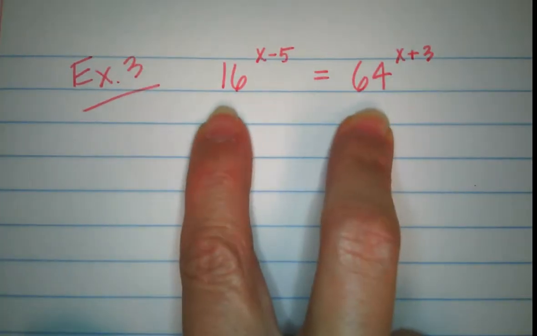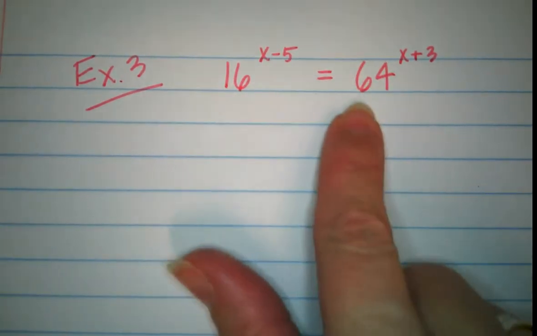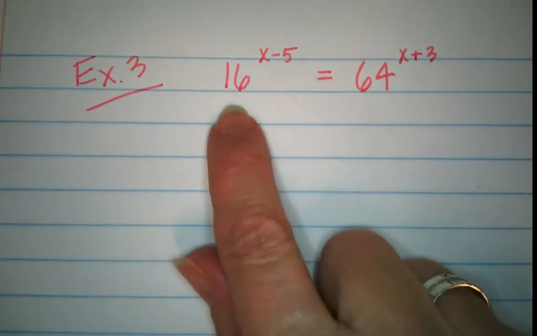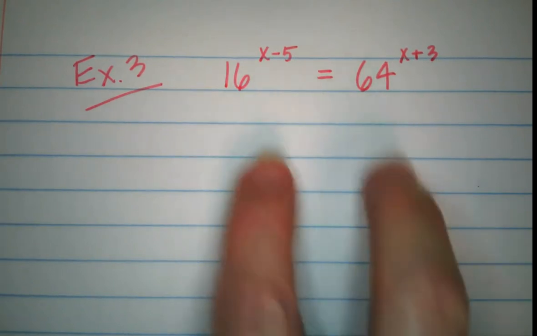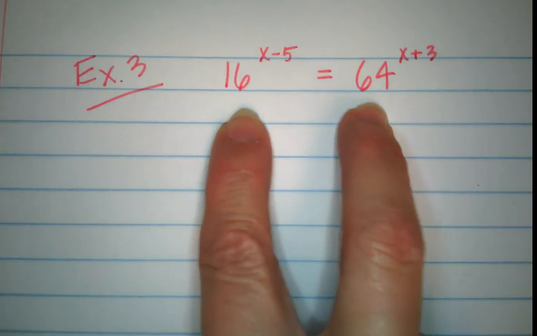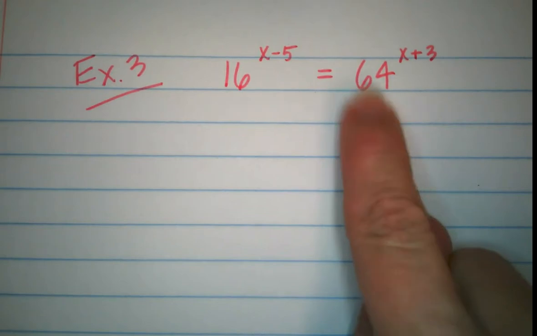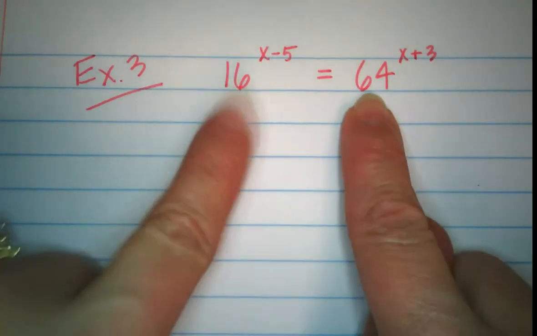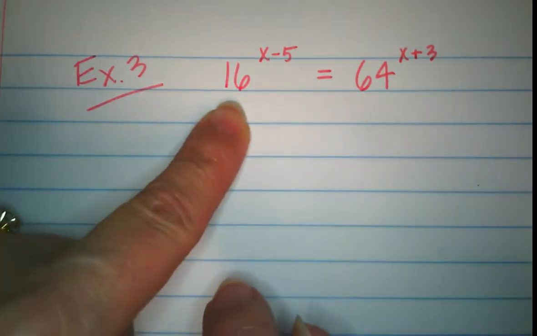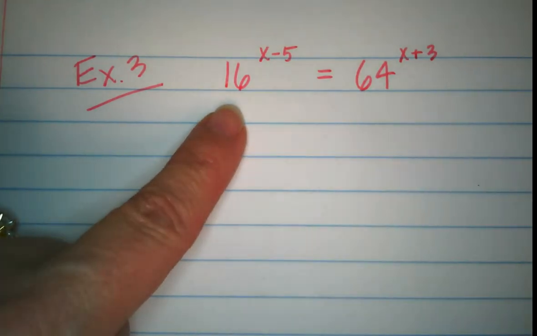So we need to figure out how to get these to match. Is it possible to write 64 as 16 to the something power? No. So what I need to do is change both of them. All right, so what we want to do is think about things that we know. I know that this is 8 squared, but I can't write this as an 8. So we got to keep thinking.